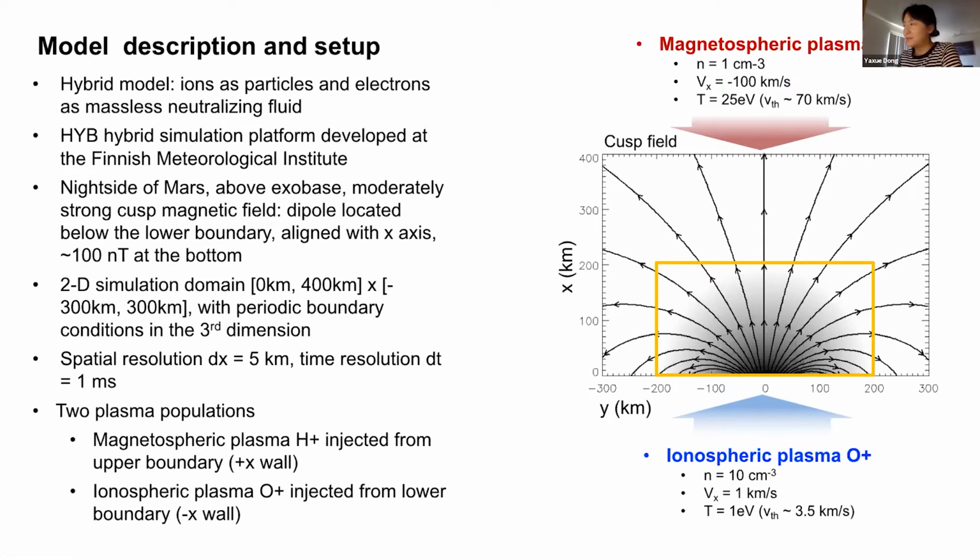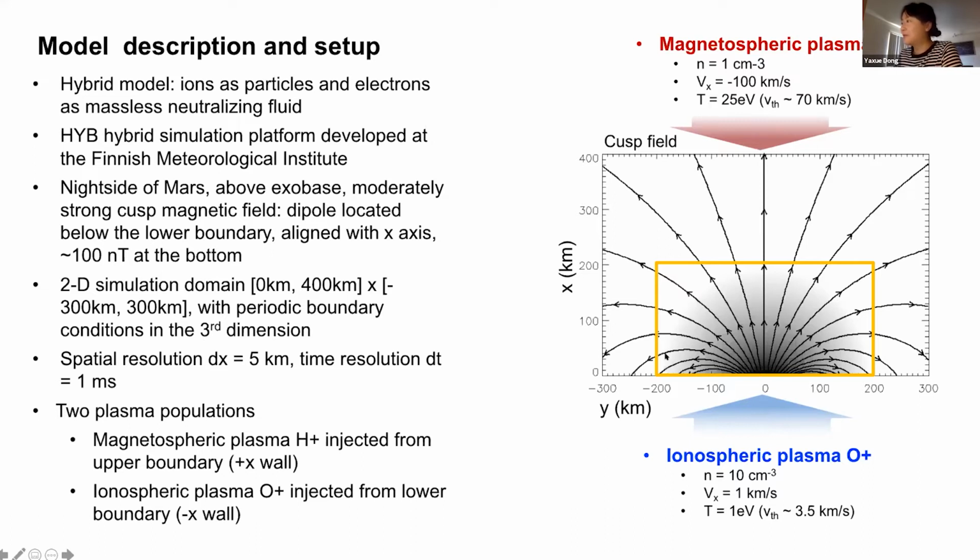Since this is a symmetric system, to make the model run faster, we use a 2D simulation domain with periodic boundary conditions in the third dimension. There are two plasma populations in this simulation. One is a tenuous, hot, and fast-moving magnetospheric plasma represented by proton ions coming from the upper boundary. The other is a dense, cold, and slow-moving ionospheric plasma represented by oxygen ions injected from the lower boundary.